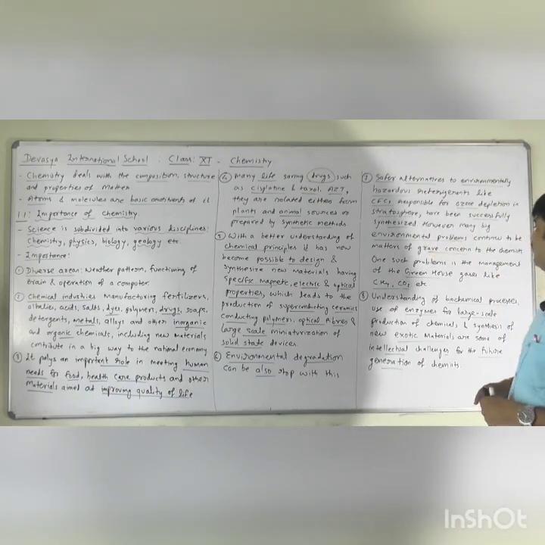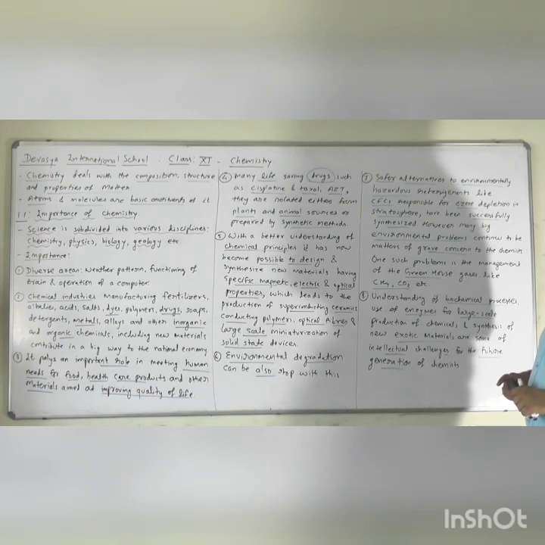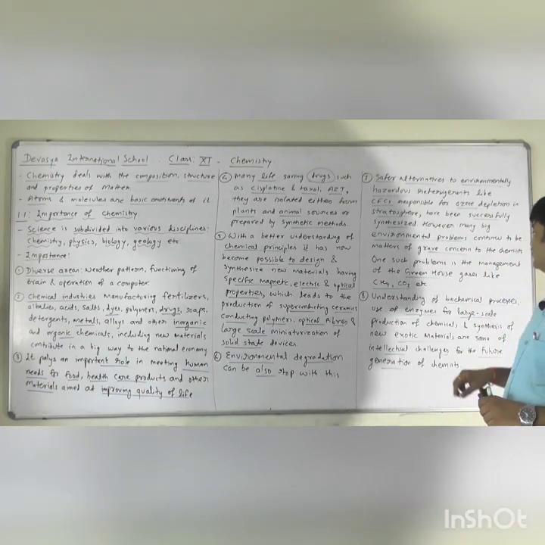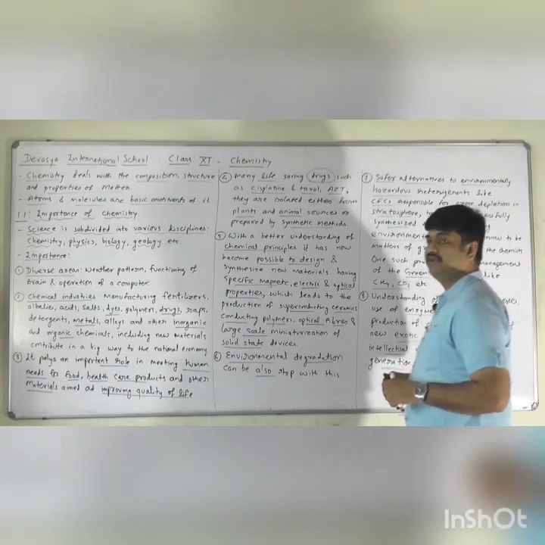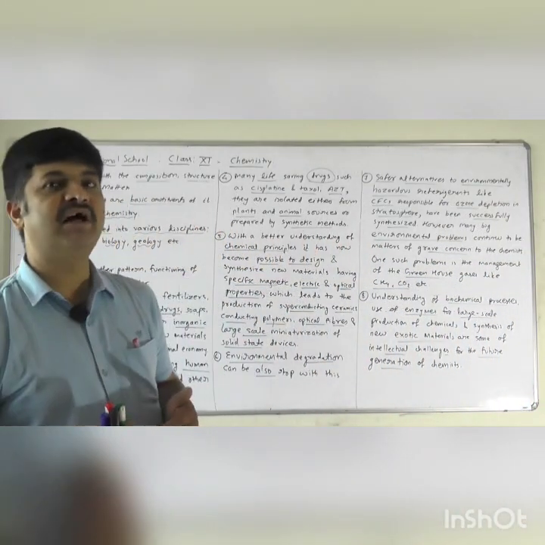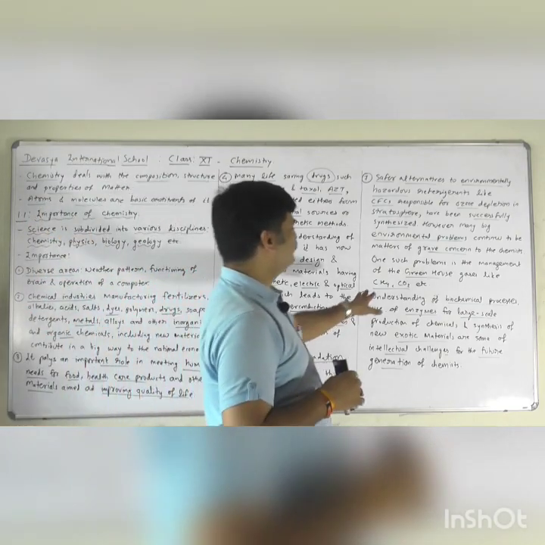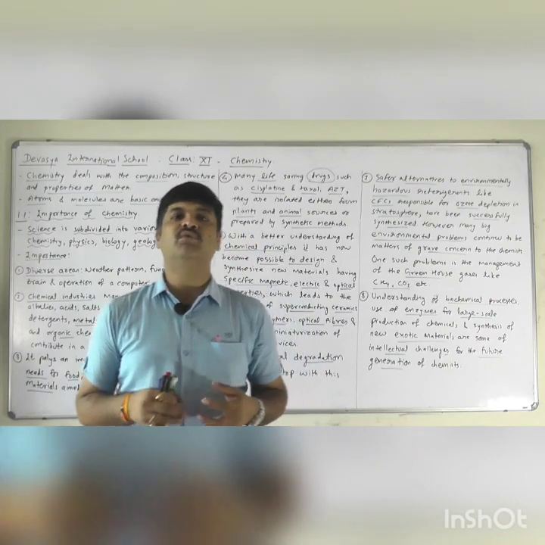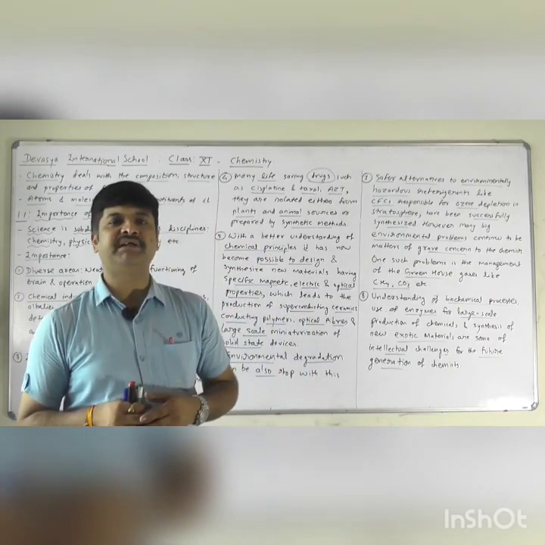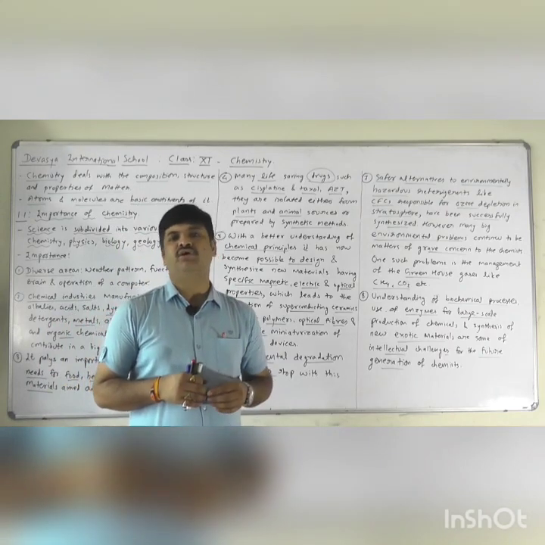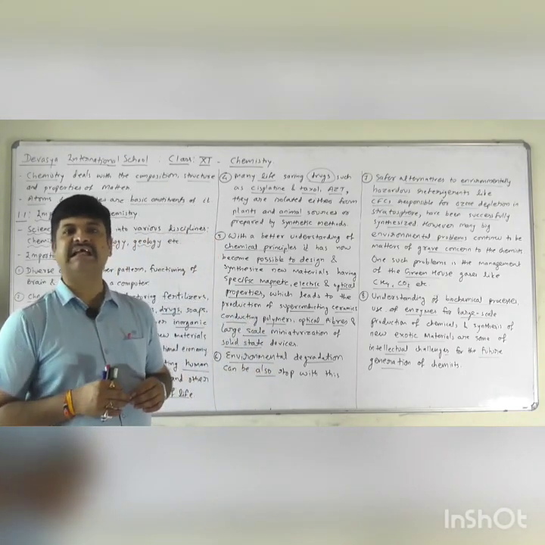However, many environmental problems continue to be matters of grave concern to the chemist. So one such problem is management of greenhouse gases. So nowadays you know what is happening in case of greenhouse gases. So if amount of methane and CO2 will increase, then due to global warming, atmospheric temperature will increase. So which will again not be better for our health as well as atmosphere.